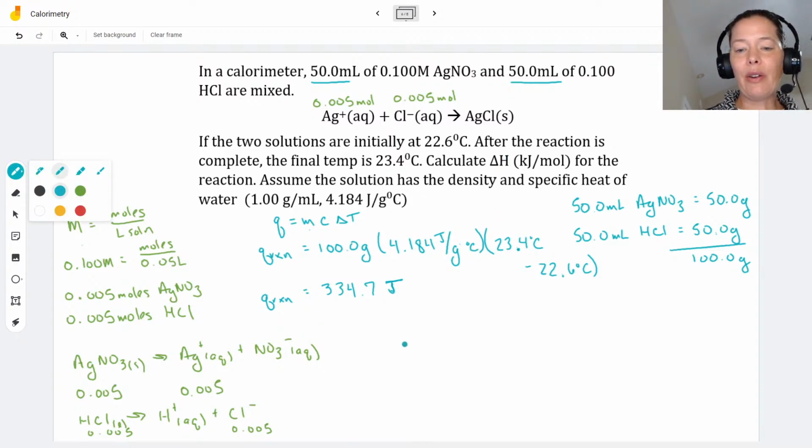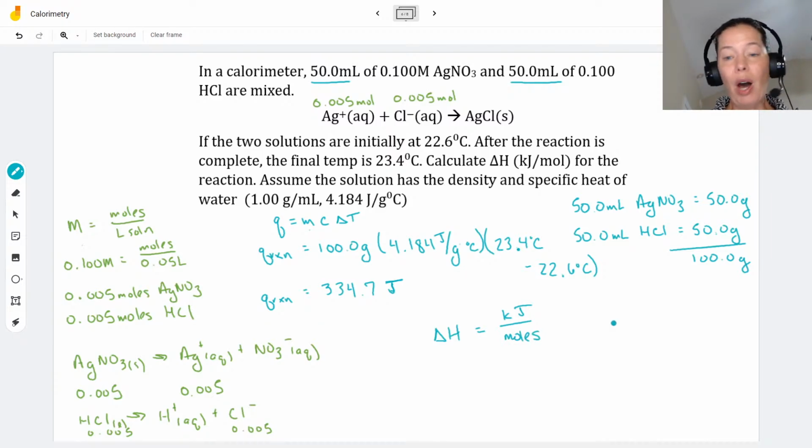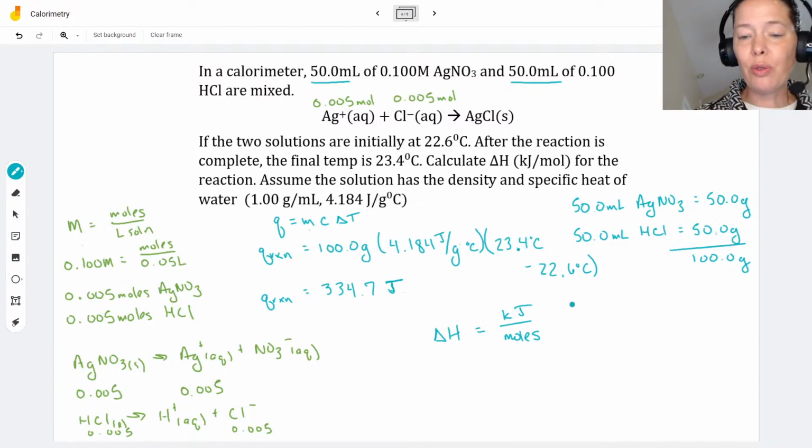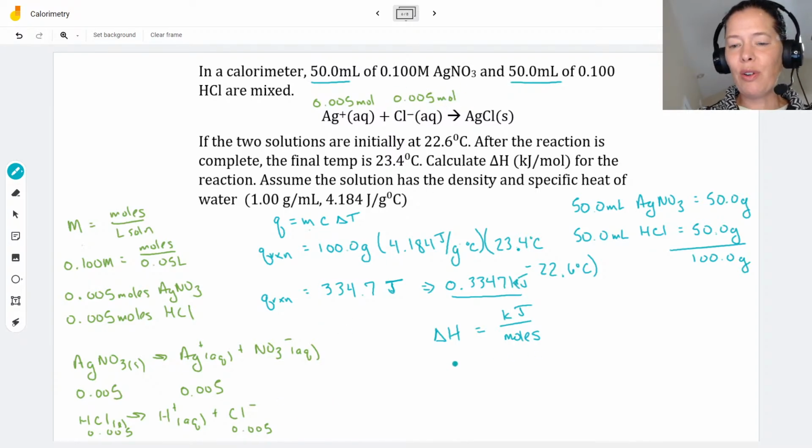So let's go back to calculating delta H. To calculate delta H, I'm going to need the kilojoules of heat over the moles of reaction. So I'm almost there, right? The one thing I need is this is in joules, so I do need to convert that into kilojoules. So let's just do that very quickly. Oops, that is kilojoules. And I already have my moles, 0.005.